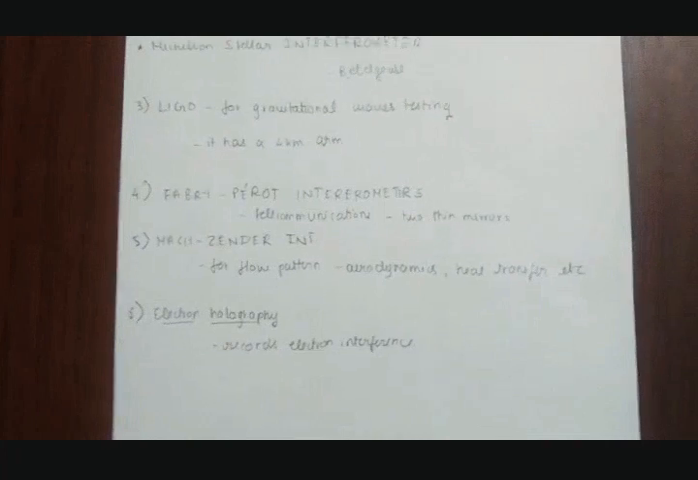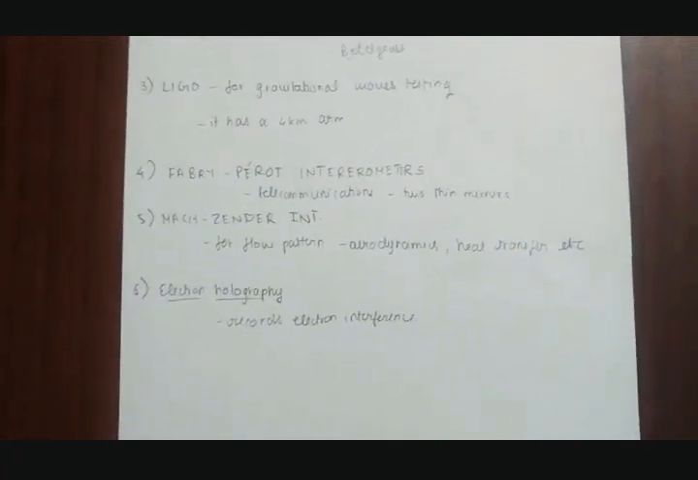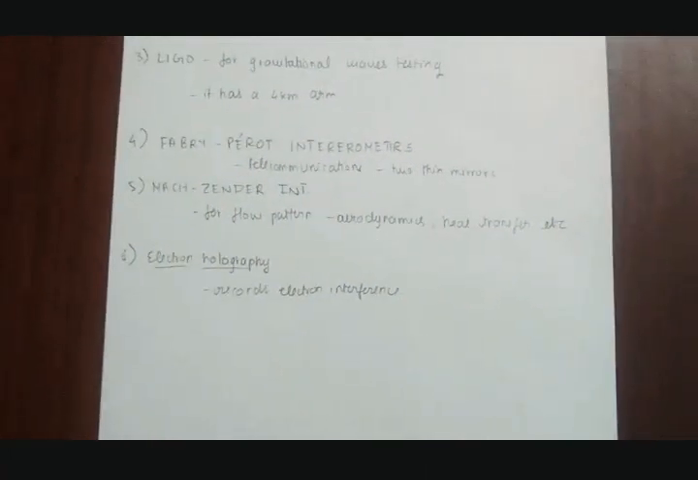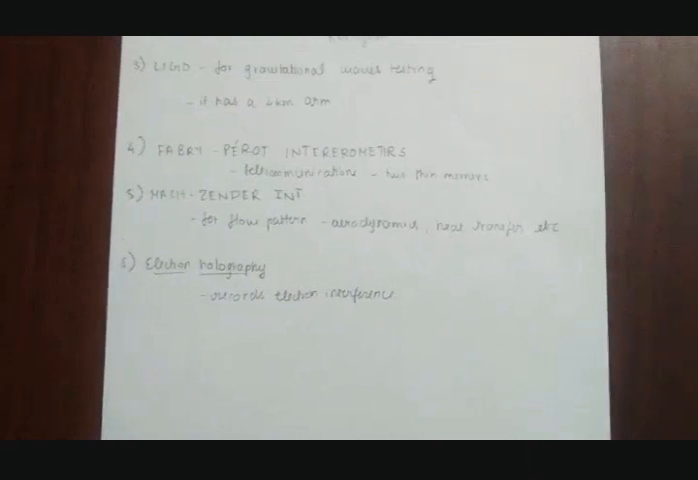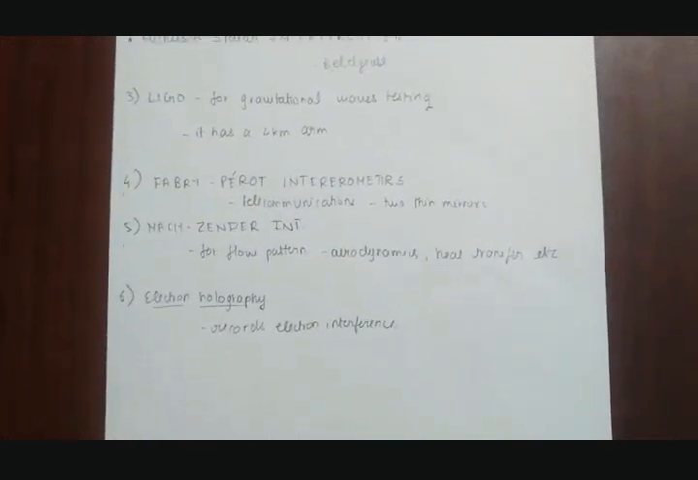The last one we're going to study is electron holography, which basically records electron movements through their interference. So a 3D image of the object can be mapped using electron holography, which has a high magnification and a very clear image as compared to its peers.